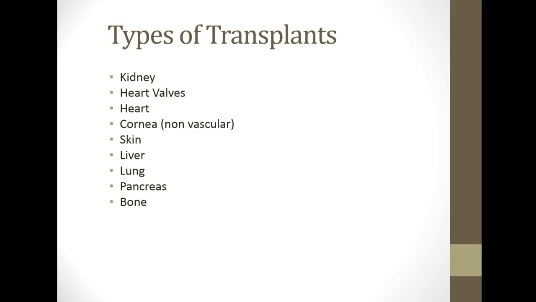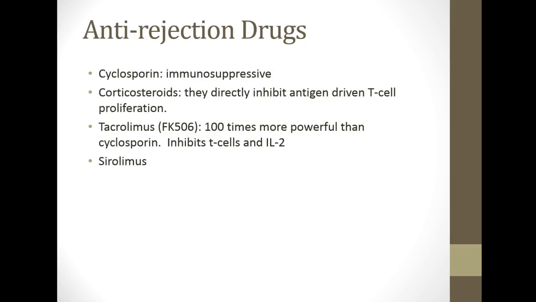Lots of different things can be transplanted: kidneys, heart valves, heart, corneas, skin, liver, lung, pancreas, even bone. In order to protect yourself from this rejection process, there are certain medications we can use, and we did cover a lot of these in clinical chemistry as well. Cyclosporine is immunosuppressive. Corticosteroids can inhibit the antigen-driven T-cell proliferation. Tacrolimus, also known as FK506, is 100 times more powerful than cyclosporine, and this inhibits the T-cells and interleukin-2 to stop that destruction from happening. And another one called sirolimus.